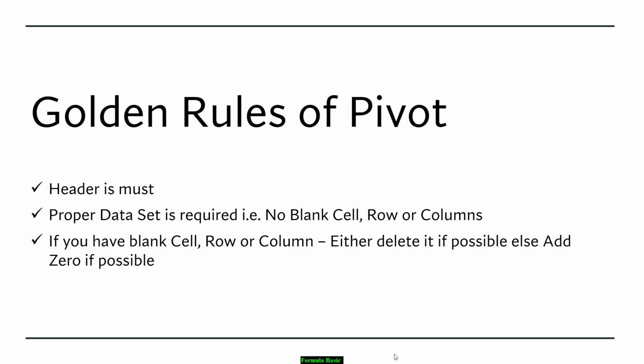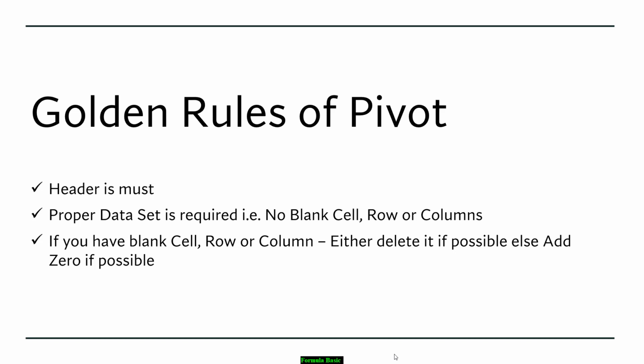But not all the table ranges or all the data models or all the data that I'm trying to build a pivot table on will have the necessary data that I'm looking for. The golden rules of pivot table are: you have to have a heading for all the columns that you have in the table or range, and your data has to be a proper data set. That means there should be no blank cell in a row or complete column.